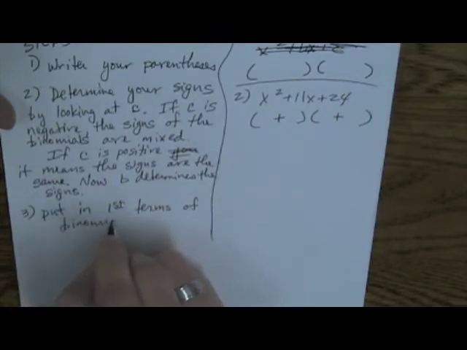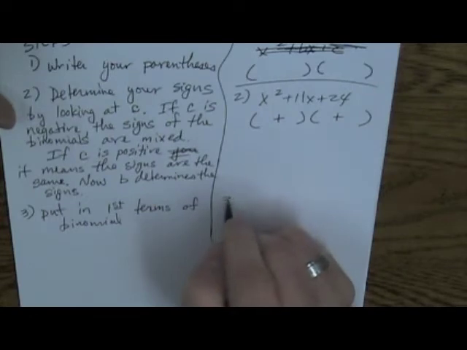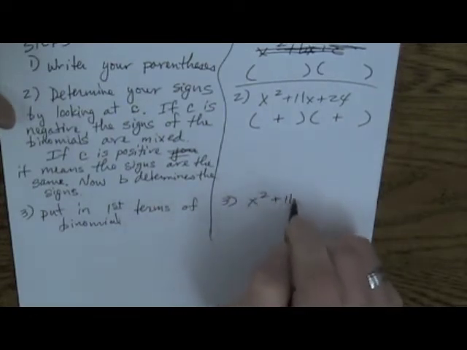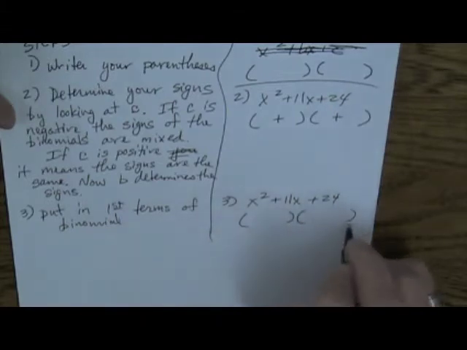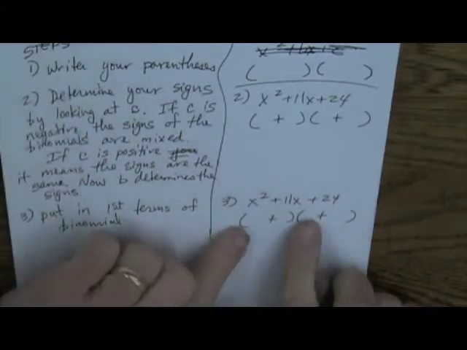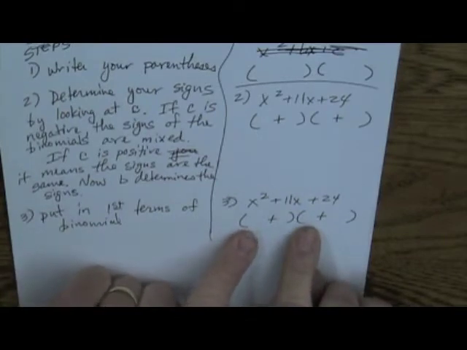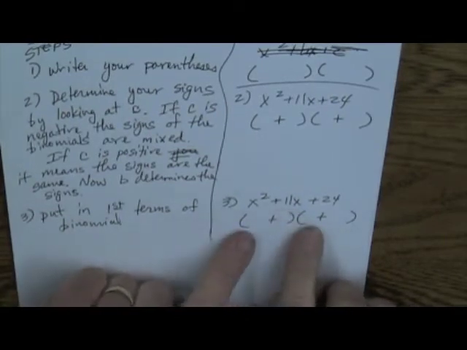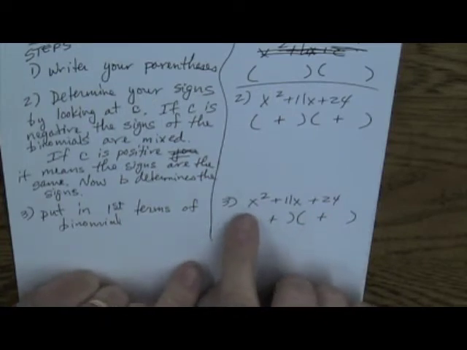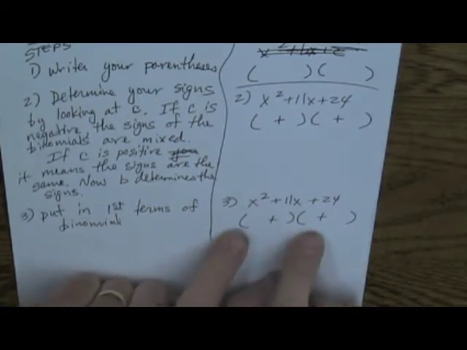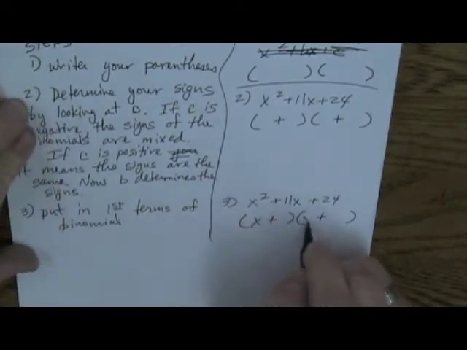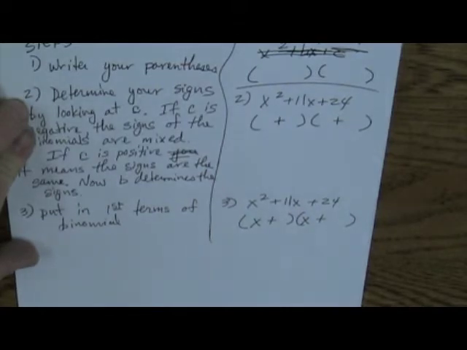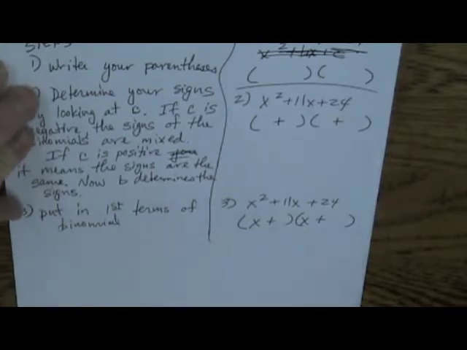Okay, how you determine the first terms of the binomial is, we already had the parentheses, we already had the signs. These terms right here is what we're going to put in. When you multiply these terms, it gives you the first term of the trinomial. It gives you this x squared. So what times what gives you x squared? X and x. It's going to be easy today. It's not going to be as easy tomorrow. Okay? It'll be a little more challenging.